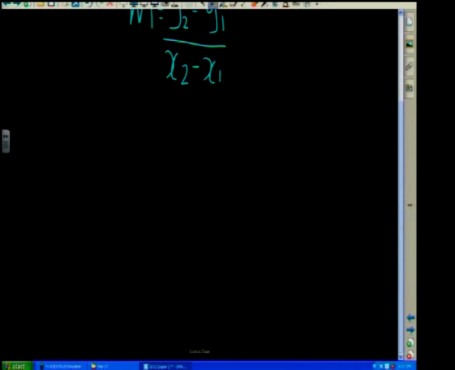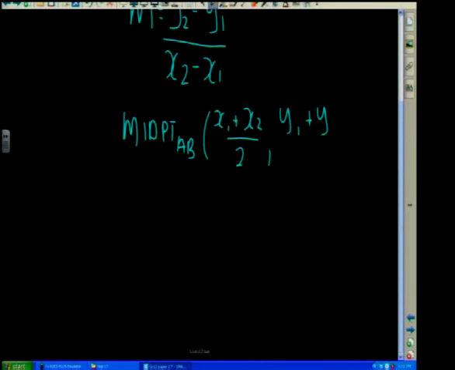For your midpoint, remember the midpoint of a straight line is exactly midway between 2 points. So your midpoint of, let's just say, AB, will be given by the x coordinates, x1 plus x2 all over 2, and then y1 plus y2 all over 2.